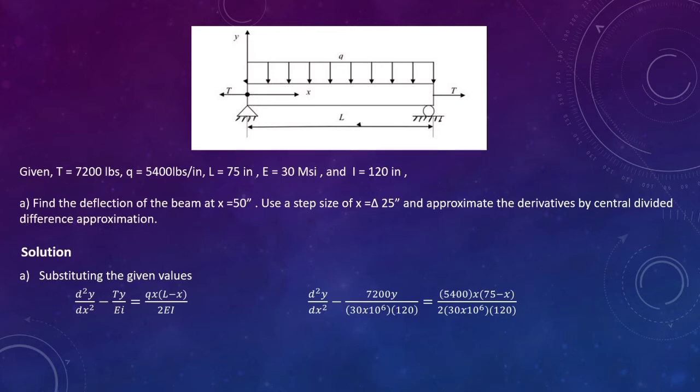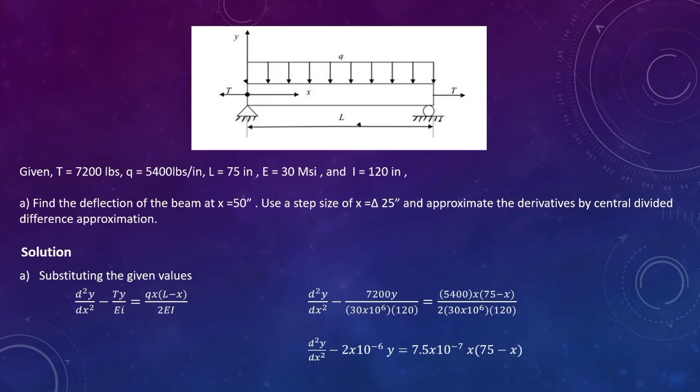Substituting the given values into this formula: d squared y over dx squared minus Ty over EI equals Qx times the quantity of L minus x over 2EI. So after substituting, it becomes d squared y over dx squared minus 7,200y over 30 times 10 raised to the power of 6 times 120 equals 5,400x times 75 minus x over 2 times 30 times 10 raised to the power of 6 times 120.